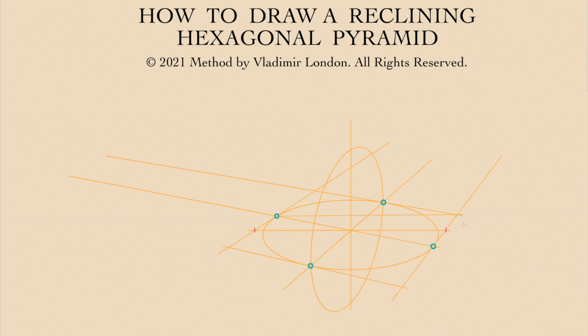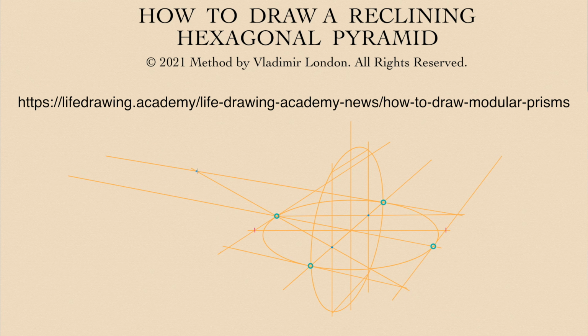I divide the depth into 4 parts. 2 vertical lines cross the vertical circle in 4 points. These are the corners of the future hexagon. It will be a modular pyramid. What the module is and how to draw modular prisms is explained in a dedicated video tutorial. The link is in the description.